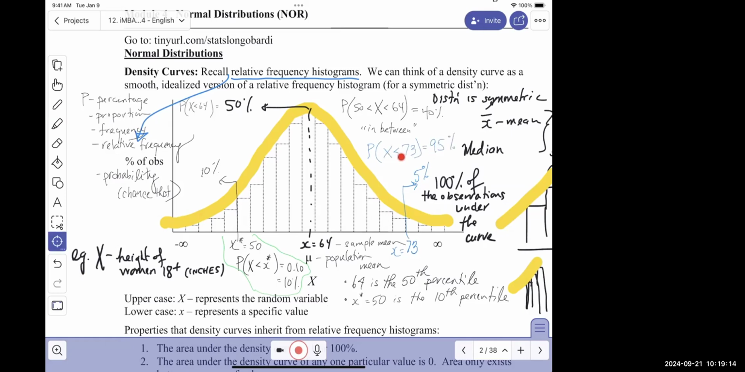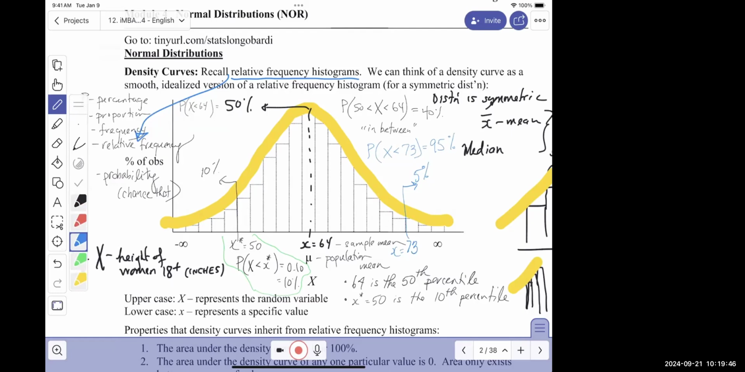Because on the left is 95%, but that's not what I drew here, right? So it's the 95th percentile, but the way I've drawn it, I can also emphasize that. I'm going to erase this out of my screen. All right. So less than 73 is 95%, but greater than 73 is 5%.